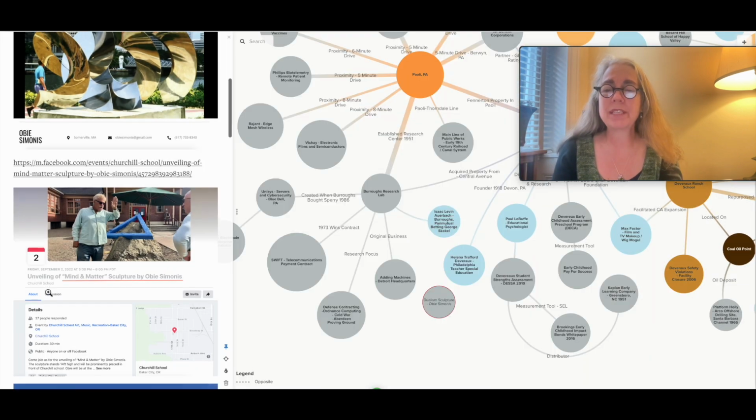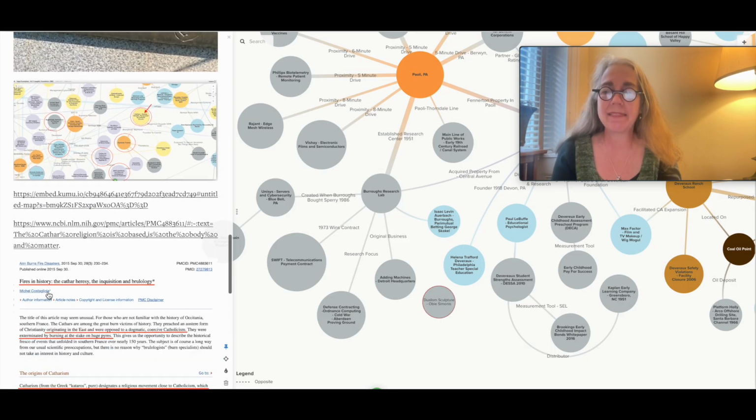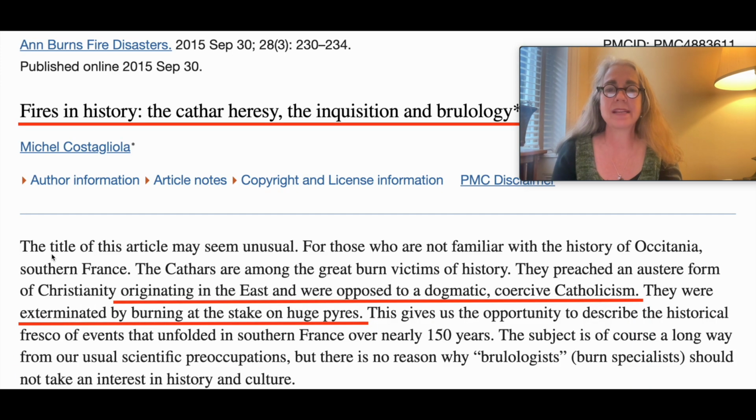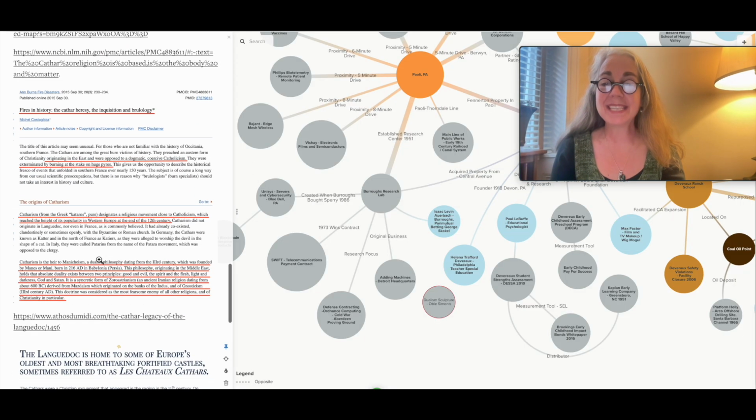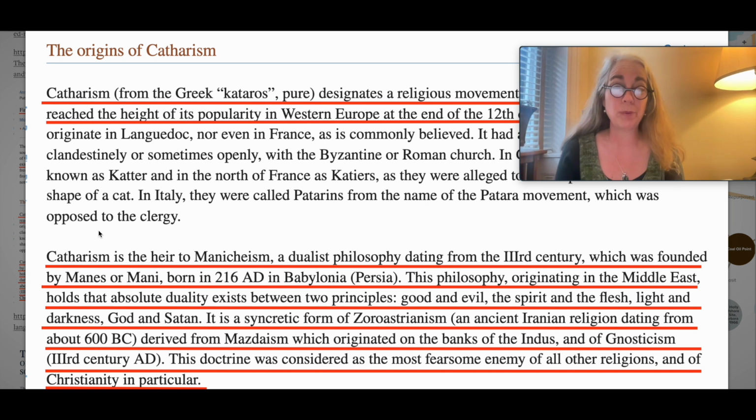And so when I was looking into dualism and the Cathars, it's kind of an interesting article from 2015 called Fires in History, the Cathar Heresy, the Inquisition, and Brulology, which I guess is about fire, people being burned at the stake. So they were burned on pyres, the Cathars, and a lot of people talk about them like Western Buddhists. And the dualism that they espoused was the idea of light, dark, good, evil.